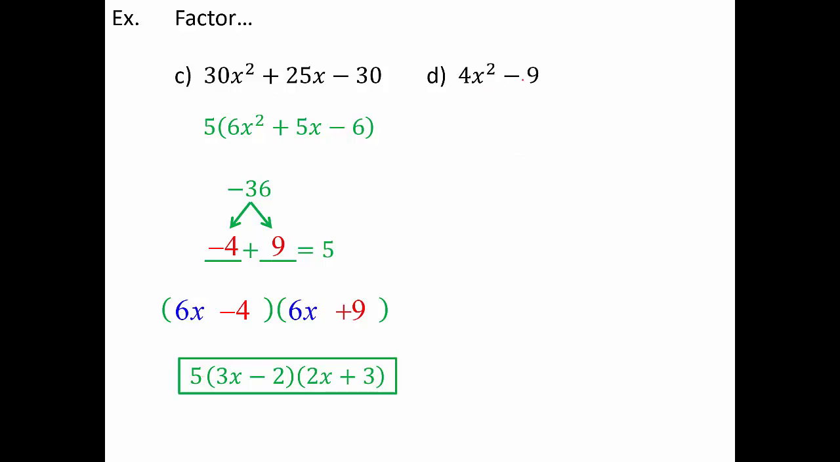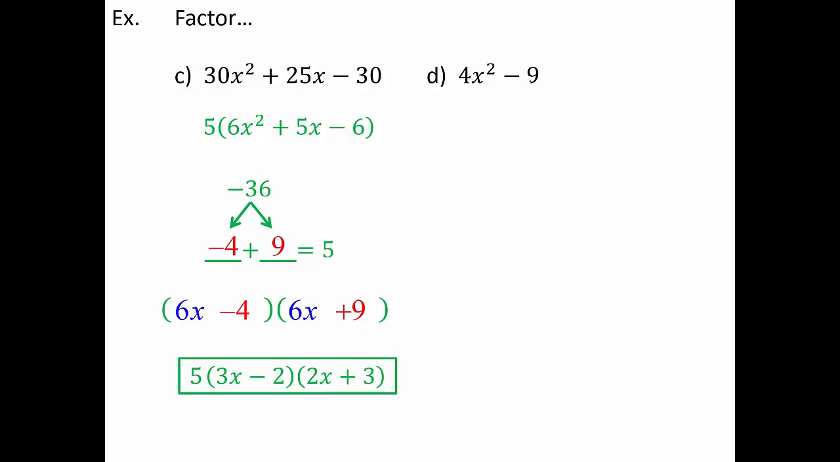And the last one, 4x squared minus 9. Now, if you look at this and recognize it, great. This is something that you should recognize, and you should automatically know how to factor this when it comes up. If not, let's go through the process. 4x squared minus 9, notice there's a missing term. The missing term is the b term.